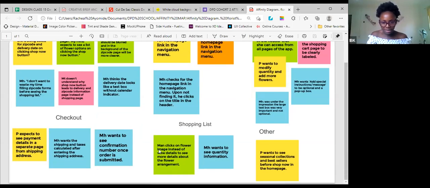If you look at this board now, you can see "orders." It says P wants to see seasonal collection and bestseller before shop now on the home page. I think that's excess data that is probably not useful to their own data. That's why they wrote orders. So you might have something like that too in your own affinity map or affinity board.